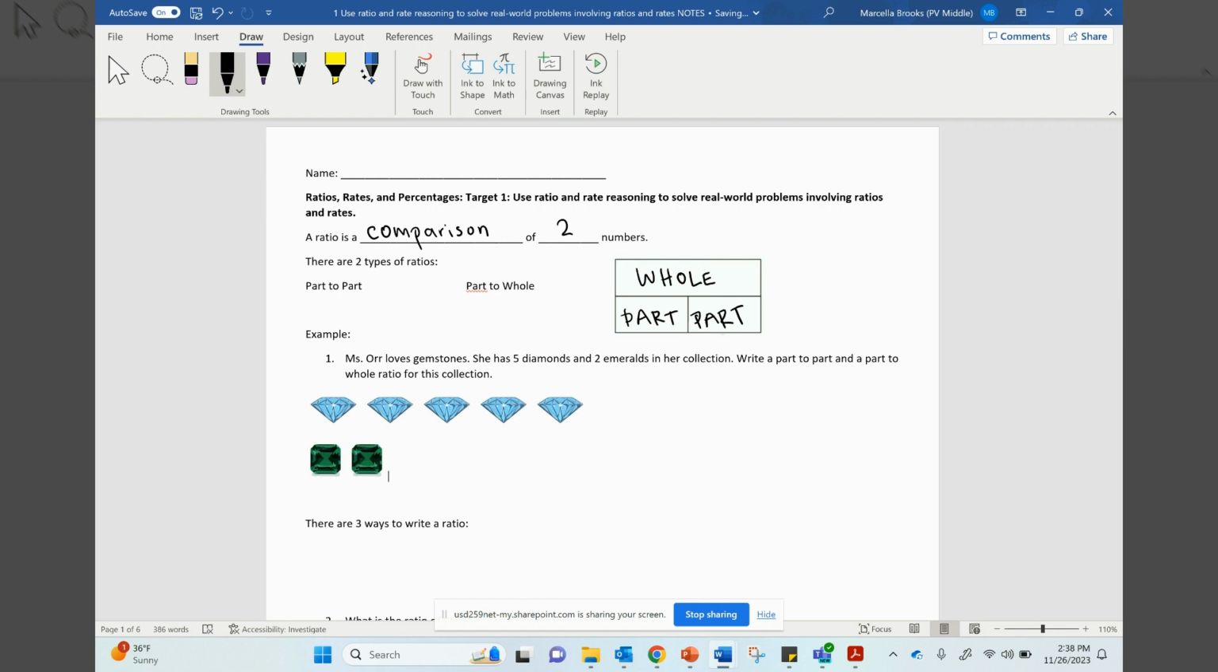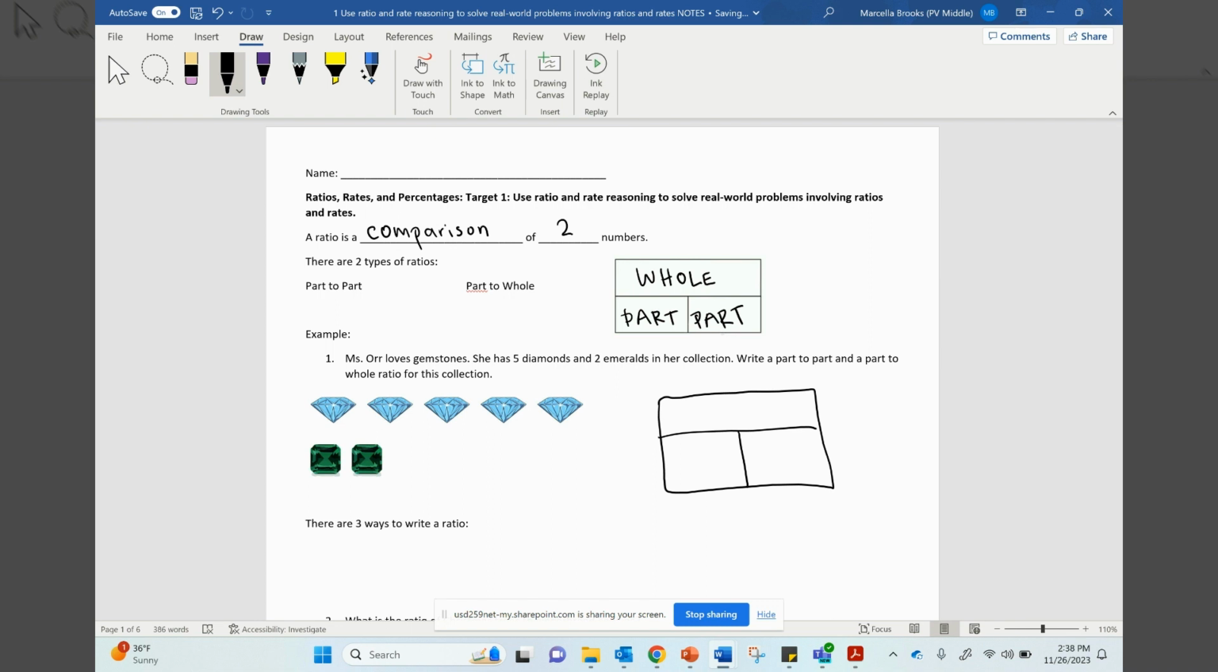So for example, number one, Miss Orr loves gemstones. She has 5 diamonds and 2 emeralds in her collection. Write a part to part and part to whole ratio for this collection. So the two parts, so I'm going to draw a box here, my part whole box. The two parts are the diamonds and the emeralds, and the whole is how many total gemstones she has.